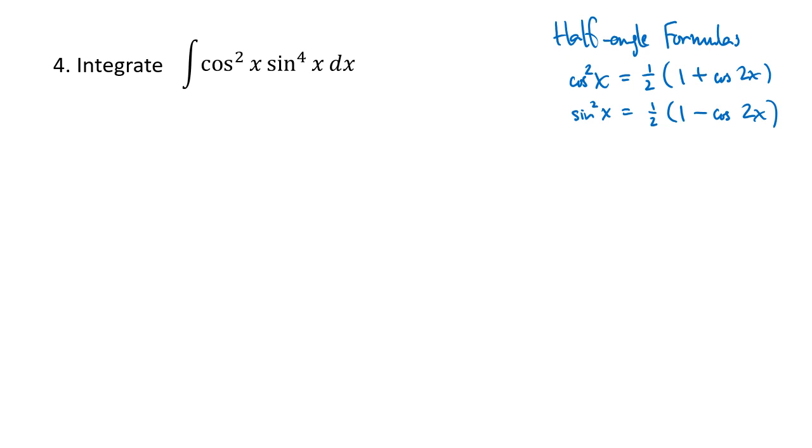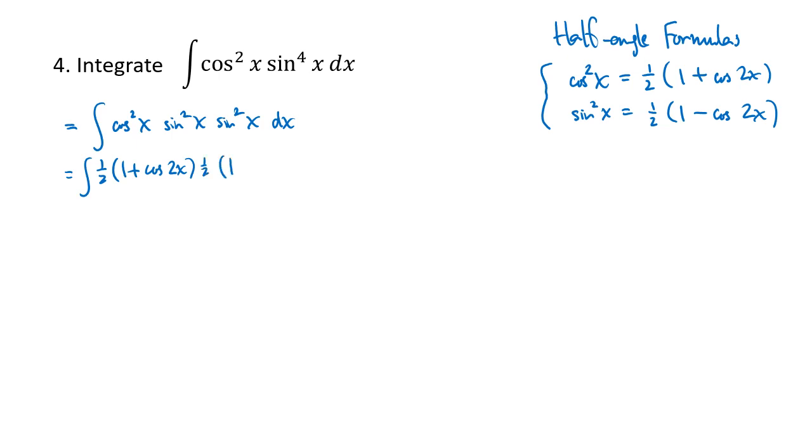So because all of our powers are even, we're going to break everything up in terms of pairs of these functions. So cosine squared, sine squared, and then another sine squared. And each of those is going to get replaced using these half angle formulas. So we get 1/2 times 1 plus cosine 2x, 1/2 times 1 minus cosine 2x, 1/2 times 1 minus cosine 2x, and then dx.